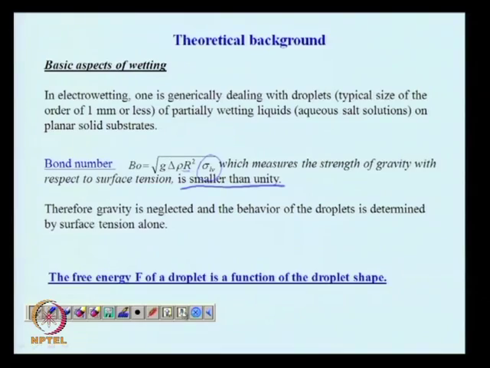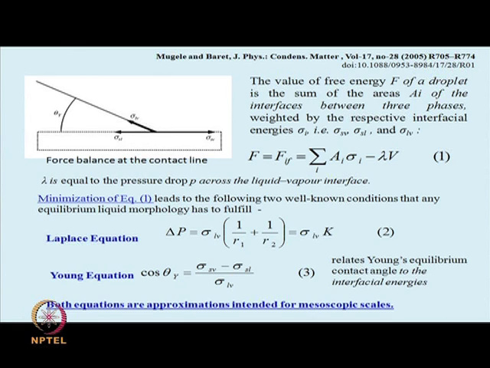So, now we would like to take a look at the different forces which are present in a droplet and what would be the governing equation for the free energy of a droplet when it is at equilibrium. The free energy of a droplet is a function of the different interfacial energies of the solid-liquid interface, the solid-vapor interface and the liquid-vapor interface. If this is the contact angle, then at steady state the free energy of a droplet is the sum of the areas of the interfaces weighted by their respective interfacial energies, for example sigma SV, solid-vapor, sigma SL, solid-liquid, and sigma LV, liquid-vapor. The equation that governs the free energy is this, where lambda is equal to the pressure drop across the liquid-vapor interface.